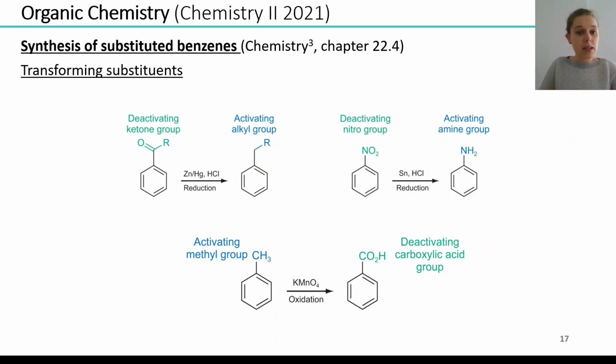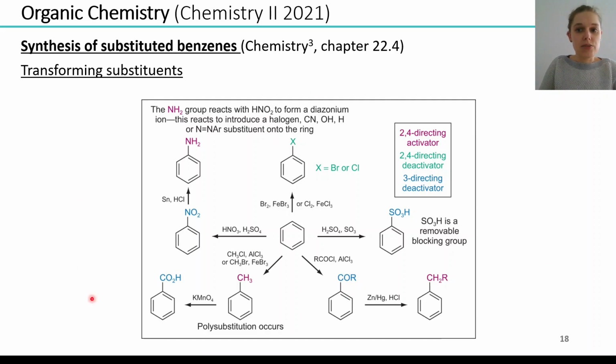Another example is the oxidation of a methyl group into a carboxylic acid group. This oxidation can be performed by using potassium permanganate. And hereby, the activating substituent is transformed into a deactivating substituent.